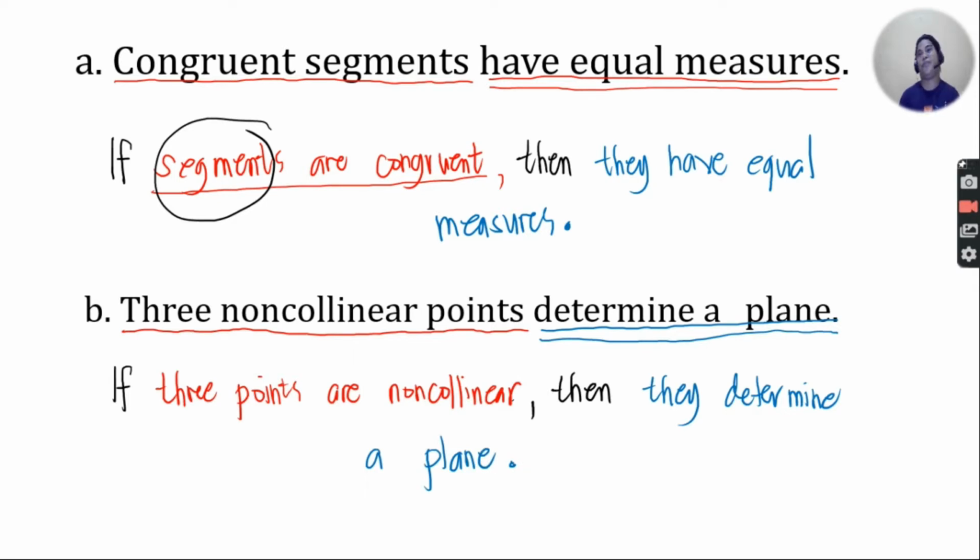So, di ba meron tayong theorem na if 3 points are non-collinear, then they determine a plane po. So, pag sinabi natin non-collinear, ito ay they are points not on the same line po. Kaya, pwede tayo maka-determine ng plane using 3 non-collinear points po. So, proceed tayo sa letter C.